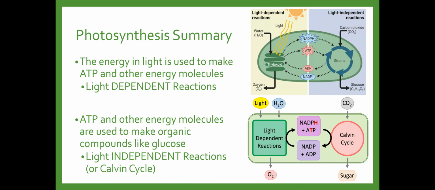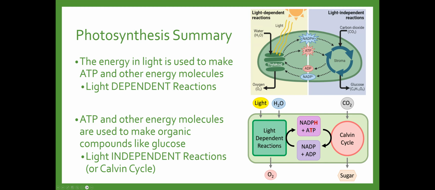So as an overview, and I've got lots of pictures in this PowerPoint for you, I hope you utilize and pay attention to those. But an overview of photosynthesis is, first, the light is used to make energy molecules. This is called the light-dependent reactions. And then in the second portion, those energy molecules are going to be used to make sugars like glucose. And these are called the light-independent reactions. So up here we see the combination. Okay, both of these pictures are showing the same thing.